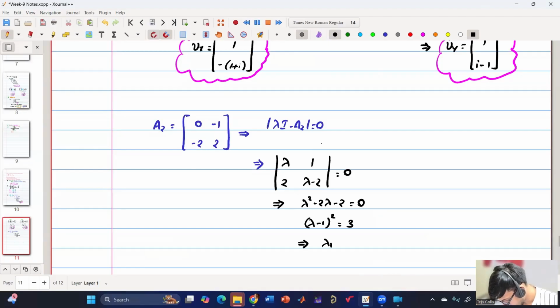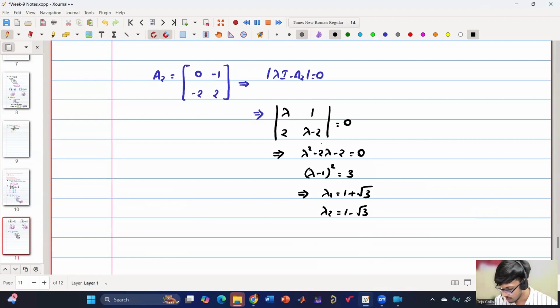I got λ1 to be 1 plus root 3 and λ2 to be 1 minus root 3. Are you able to get the same eigenvalues? Let me wait until you solve, then we can cross check. Are you getting the same eigenvalues?